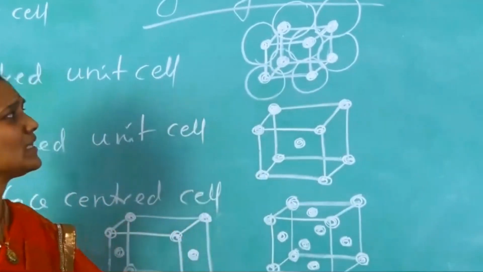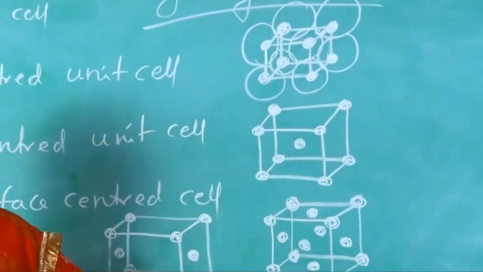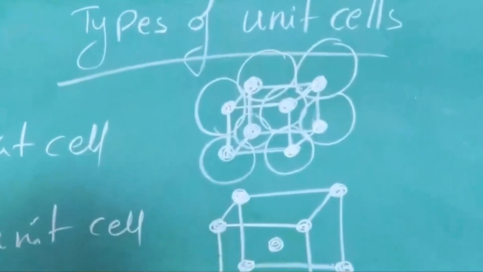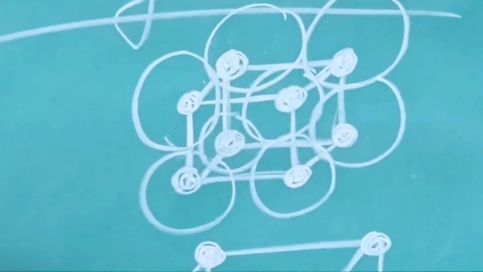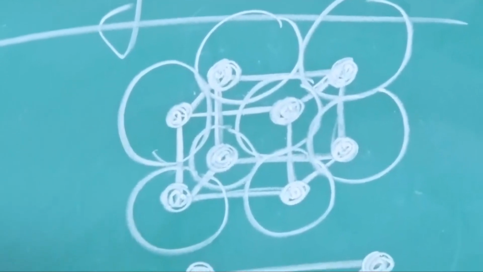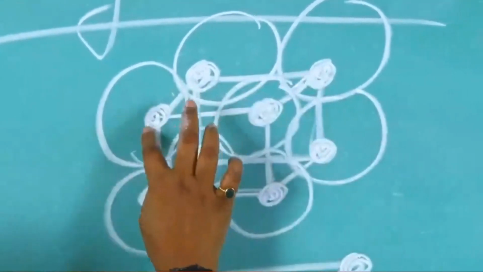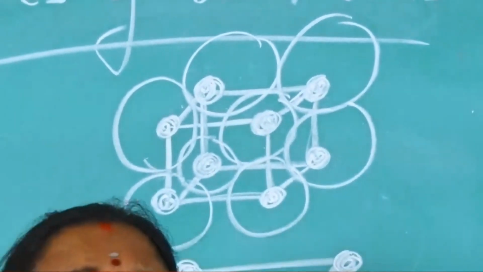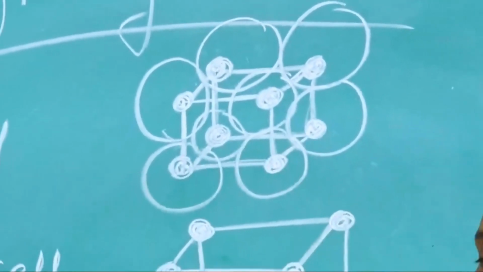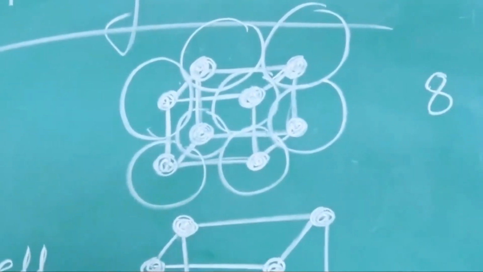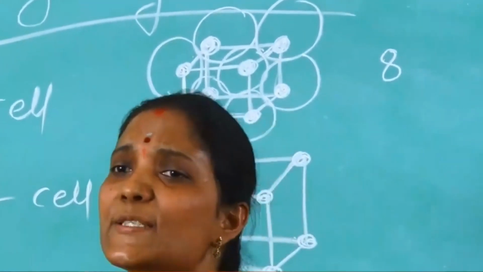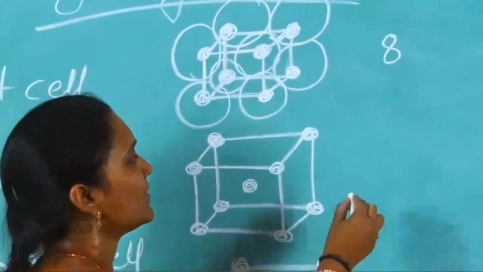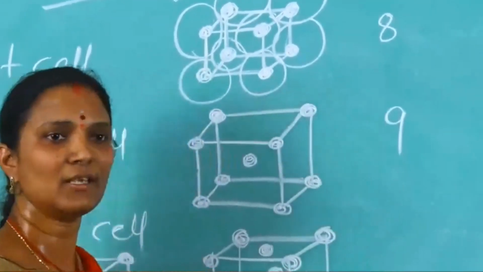So how many lattice points are in a primitive unit cell? Now observe only this one. What is the position? How many lattice points are there? Just count 1, 2, 3, 4, 5, 6, 7, 8. Okay, 8 lattice points. So in a primitive unit cell the number of lattice points is 8. In BCC, the number of lattice points, just these points only, how many are there? 9 lattice points.